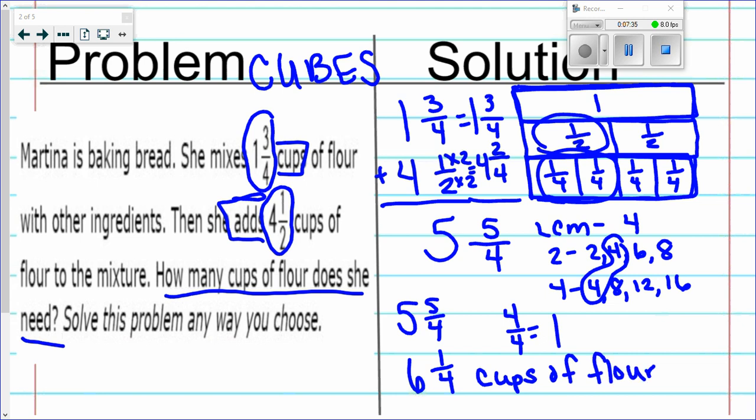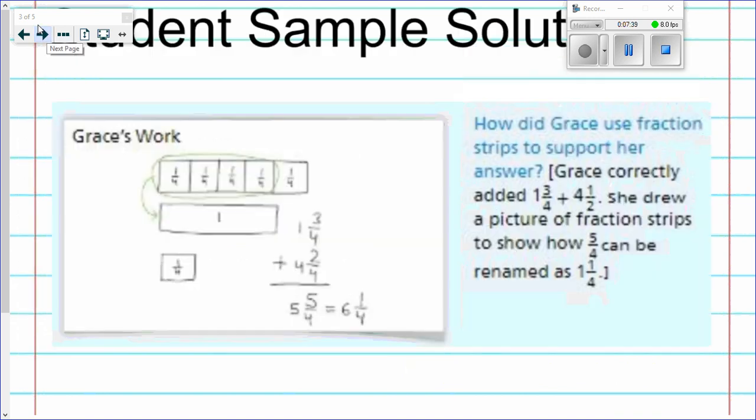Let's take a look at how some other people might have worked this. Here's an example of Grace's work. Grace did something similar. She drew out some fraction strips to help support her as she worked through this. And she drew out a picture of fraction strips to show that 5/4 can be renamed as 1 1/4. We did that as well. Her work here matches very closely to the work that I did, and maybe the work that you did too.